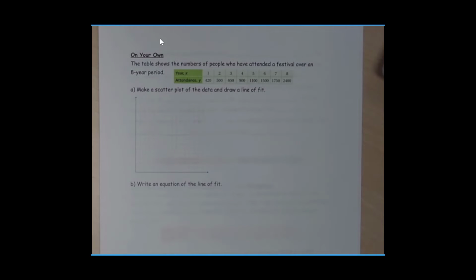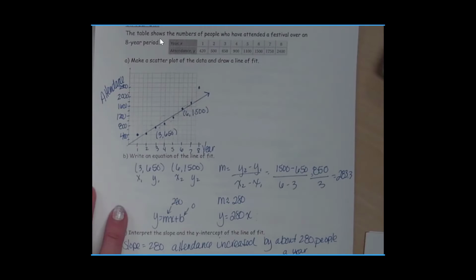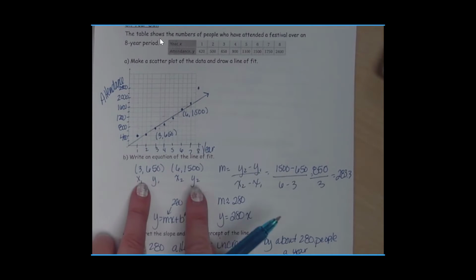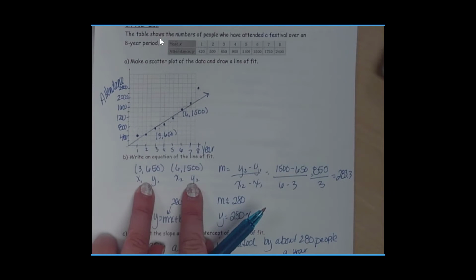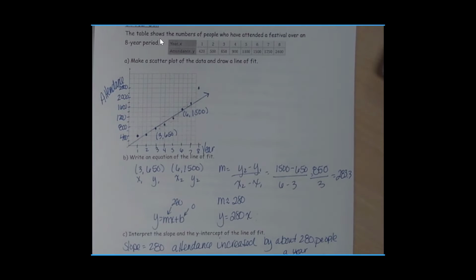All right, go ahead and try on your own. What I'd like for you to do is hit pause, and then when you are all finished with A, B, C, and D, hit play to continue. Now, again, keep in mind this is a line of fit, which means our answers may be a little different based on what numbers you used, but your final equation should be pretty darn close.